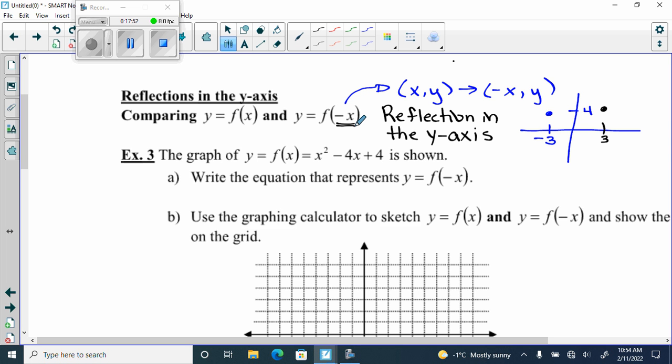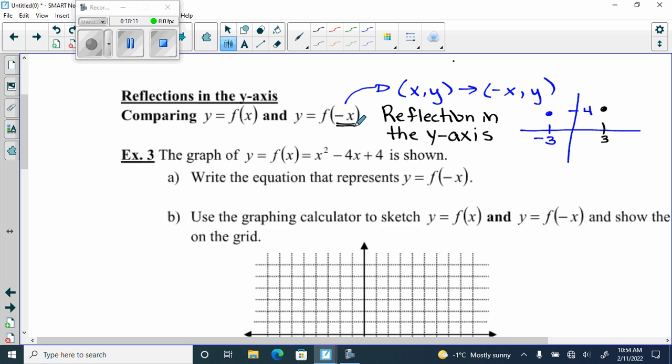And when my y's are being negated, what's up here is going to be down here, what's down here is going to be up here, so it's a reflection in the x. So it's always in the opposite axis of what variable it's affecting. If it's negating the x's, then it's a reflection in the y. If it's negating the y's, it's a reflection in the x, because they're going to go like this.